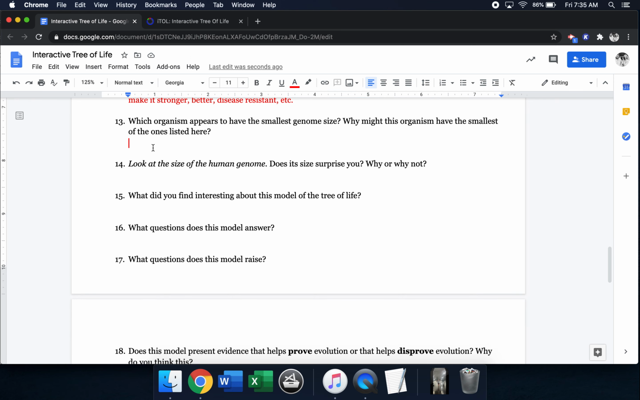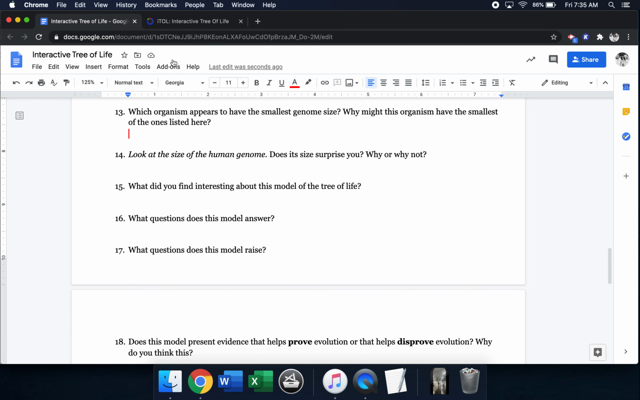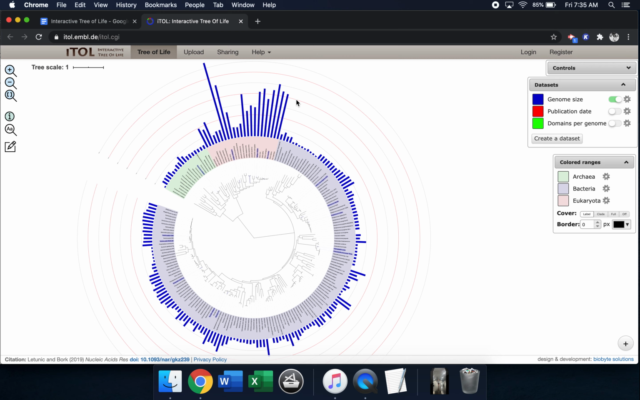Number 13, which organism appears to have the smallest genome? And I'm going to show you one thing. It's going to say, why might this organism have the smallest of the ones listed here? So the smallest ones look like they're over here. If you'll notice, as you put your mouse across these, it shows you the number of how much DNA they have.